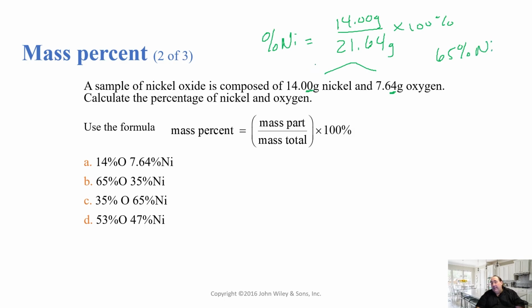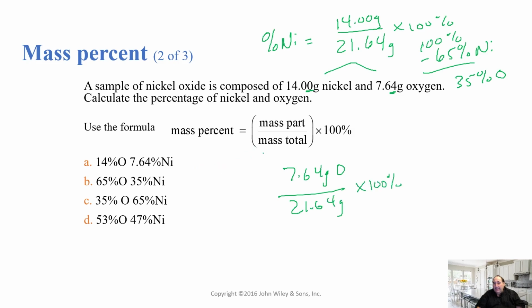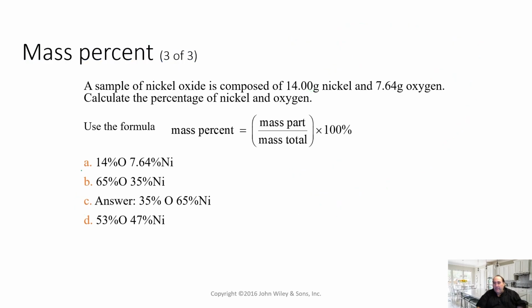By the way, since this is 100% of everything, we could at this point take 100% and subtract it. And if we did that, that would give us about 35% oxygen, since that's the only other element. Or we could do the same calculation, 7.64 grams of oxygen divided by 21.64 grams of the total times 100%. And again, that should give us the same answer we just got, which in this case is 35% basically. So that looks like it is C, I think. If I picked the right one, it should be our correct answer.